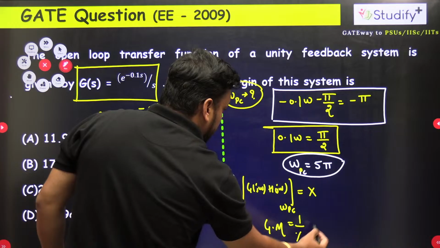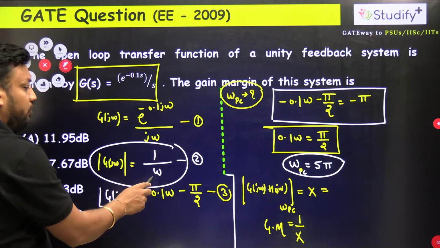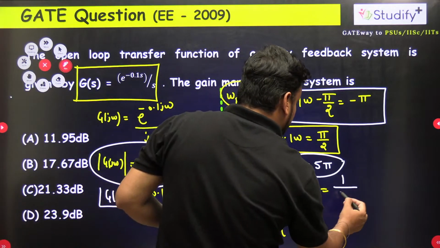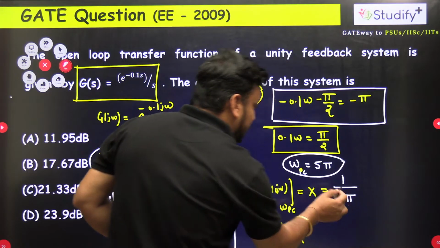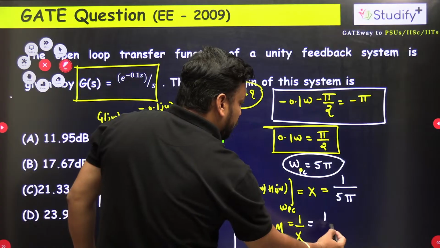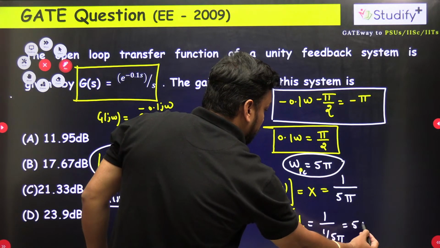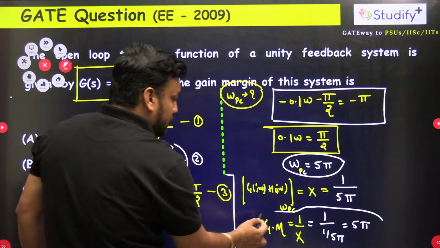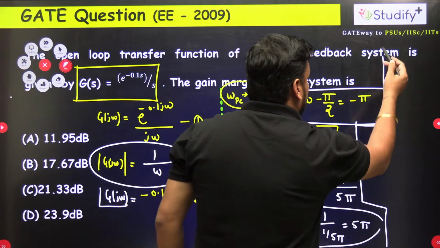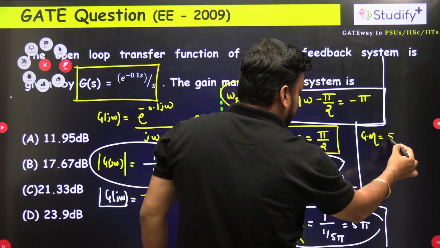That is what it means. Now tell me, what is the magnitude, sir? In this magnitude, if I put omega PC, what is omega PC? 5 pi. If I put this, then I will get 1 by 5 pi. So 1 by 5 pi is equal to x. Then gain margin is 1 upon 5 pi. Don't you think 5 pi finally comes in numerator? Is it my gain margin, sir? Yes. So after calculation, your final gain margin value is nothing but 5 pi.